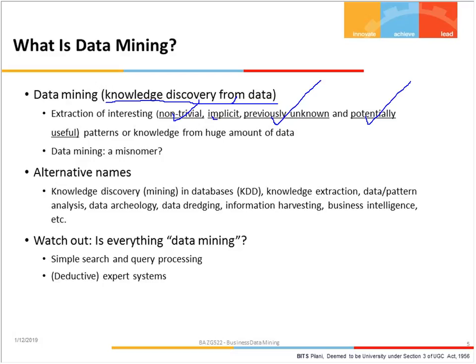And data mining, some people point out that it is a misnomer. Why is it a misnomer? Because in data mining, you have data and you are trying to extract knowledge. So when you are talking about gold mining, what are you going to do? You're going to take a ton of rock and from there you will extract 1 gram of gold, right? So the 1 gram of gold represents the knowledge and the ton of rock represents the raw data.